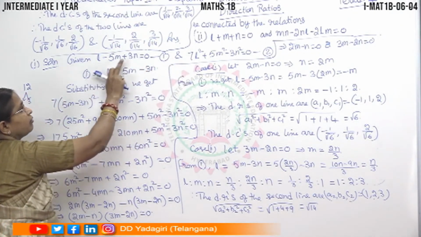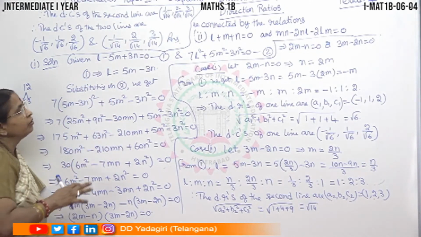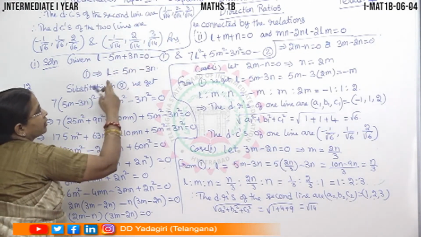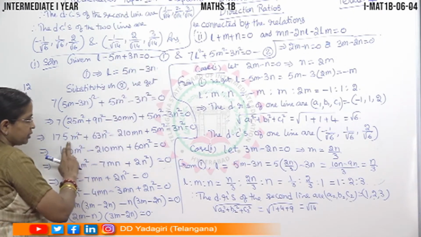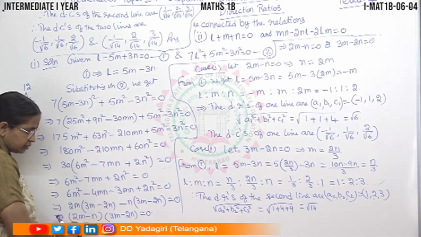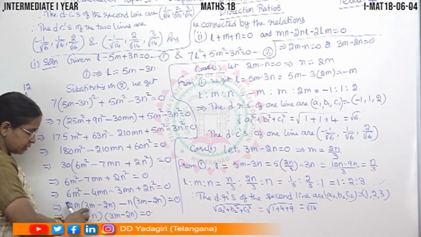One equation will always contain L, M, N. You find out either L, M or N. So here we found L. We substituted in the second equation. Then we find the factors. We always get two factors like this.